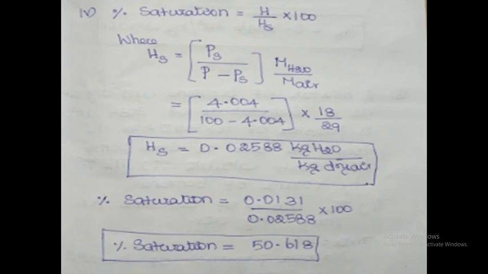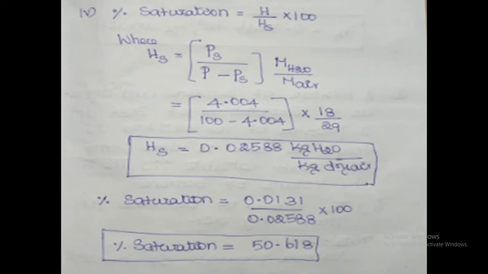Fourth division, percentage saturation. Percentage saturation is equal to capital H by HS into 100. What is H? H is equal to absolute humidity. HS is equal to absolute humidity at saturation condition. Are you clear or not? Already we have the capital H value. Now we are going to calculate capital HS, and then only we can calculate percentage saturation.